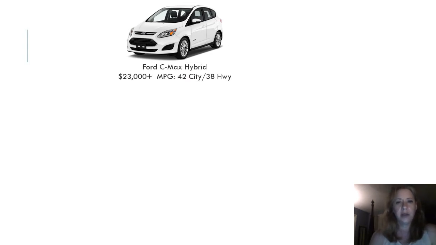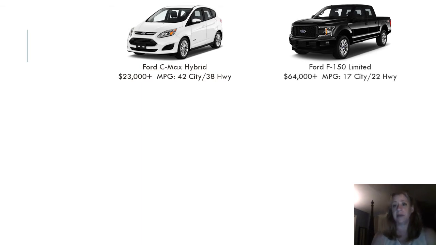All right, so let's look at an example. I picked out two vehicles by Ford. We've got the Ford C-Max Hybrid. It's a little compact car. It's pretty cheap, only about $23,000 brand new. The miles per gallon is about 42 in the city and 38 on the highway, so it gets really good gas mileage, of course. It's a hybrid. And we're going to compare that to the F-150 Limited pickup truck, king cab, rough and tough and rugged, but very expensive.